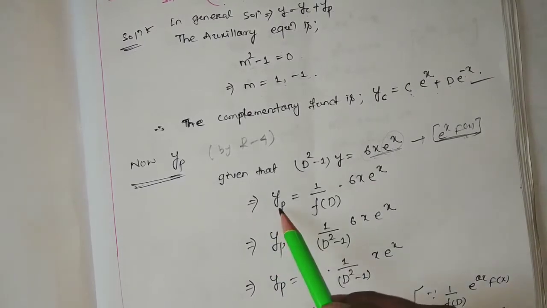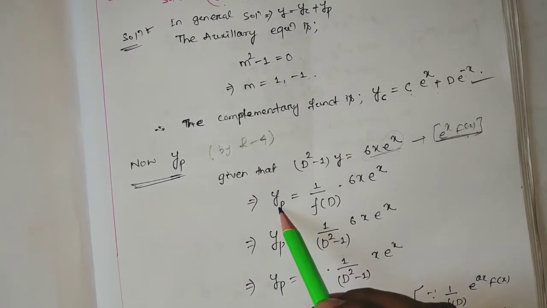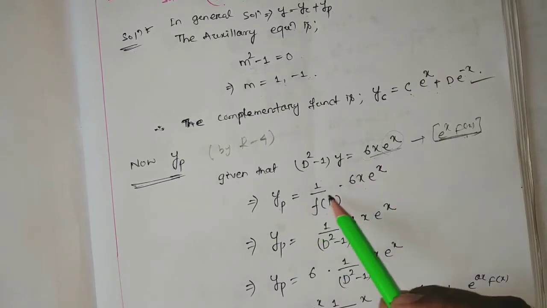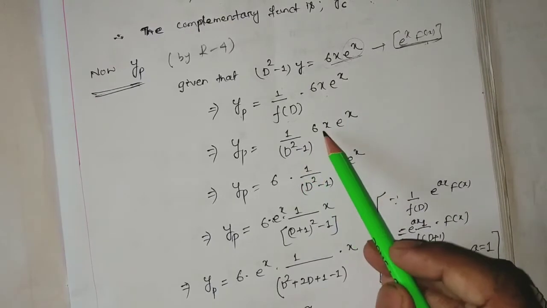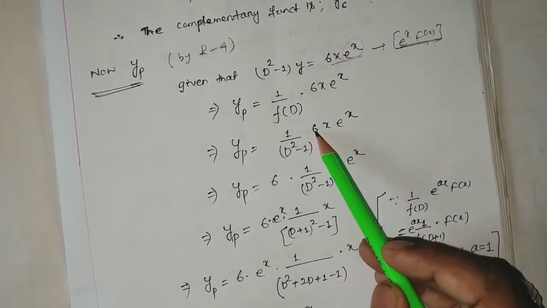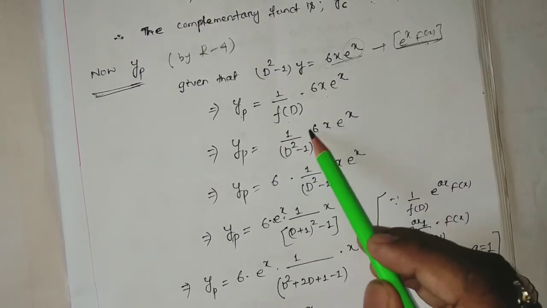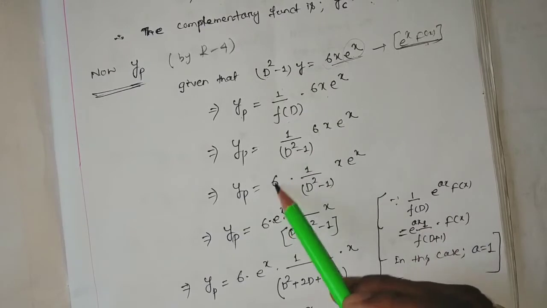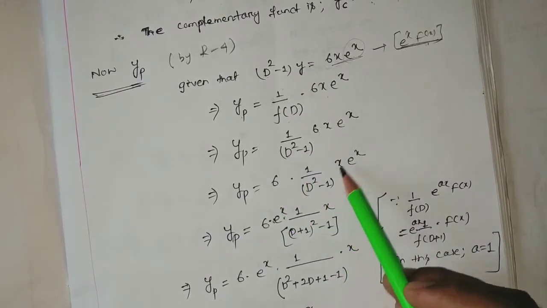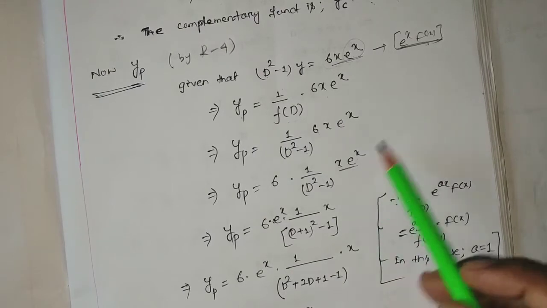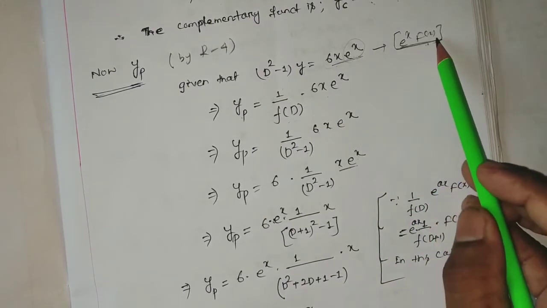So y_p, in general, we know that 1 by f of D, the source function, where f of D is nothing but D square minus 1. So 1 by D square minus 1, 6x e to the power x. So 6 is a constant, it is not going to be operated on anywhere, and any operator is not going to affect this one. So it will be taken outside. 6 into 1 by D square minus 1 x e to the power x. So here this is nothing but in the form of e to the power x into f(x).